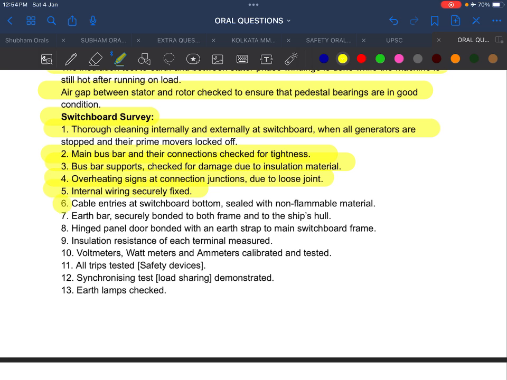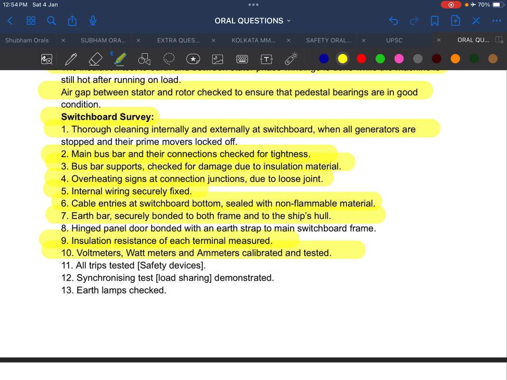Okay, so cable entries at the switchboard bottom are sealed with non-flammable material. There is no flammable material there. The earth bar is properly secured or not, hinged or not properly. The hinged panel door is bonded with the earth and strapped to the main switchboard. Okay. Insulation resistance of each terminal is measured, and the voltmeter, wattmeter and ammeter are calibrated and tested.